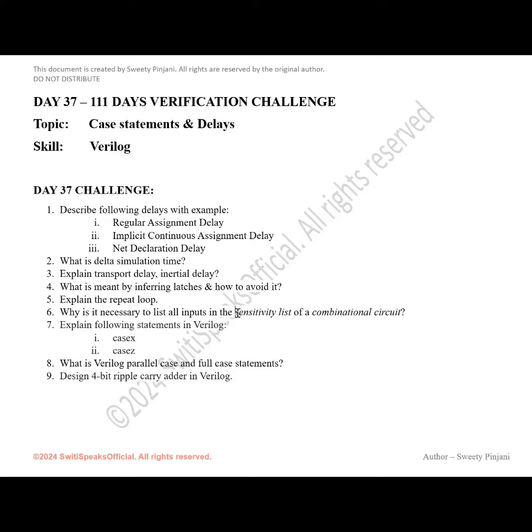When you use blocks like always block, you are going to have a sensitivity list. Why is it necessary to list all the inputs in the sensitivity list when you are designing a combinational circuit? For combinational circuit, it is recommended that all inputs should be present in the sensitivity list. Why is it so? What will happen if you miss any input? Explain that.